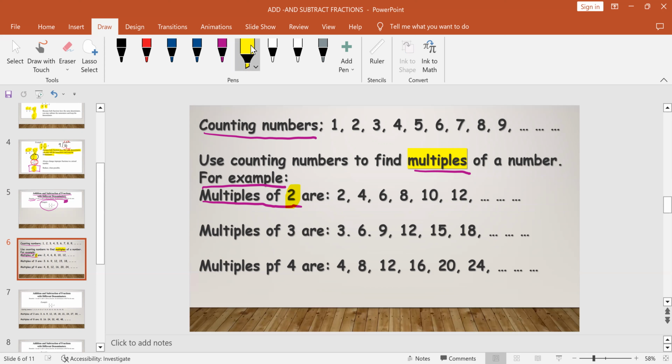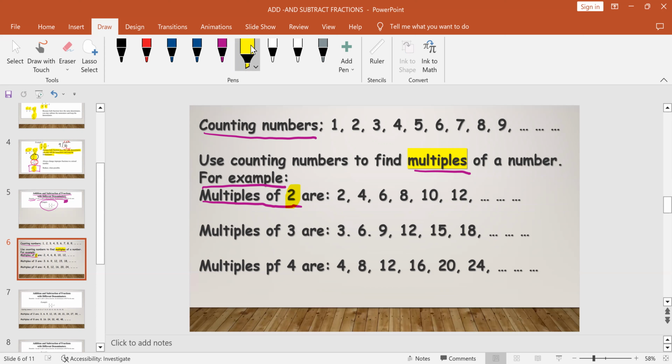So what is 3 multiplied by 1? 3. What is 3 multiplied by 2? 6. What is 3 multiplied by 3? 9, and so on. Or they ask you again, what are the multiples of 4? Same thing. You take a 4, you multiply by each counting number. So 4 times 1, 4. 4 times 2, 8. 4 times 3, 12. 4 times 4, 16, and so on.